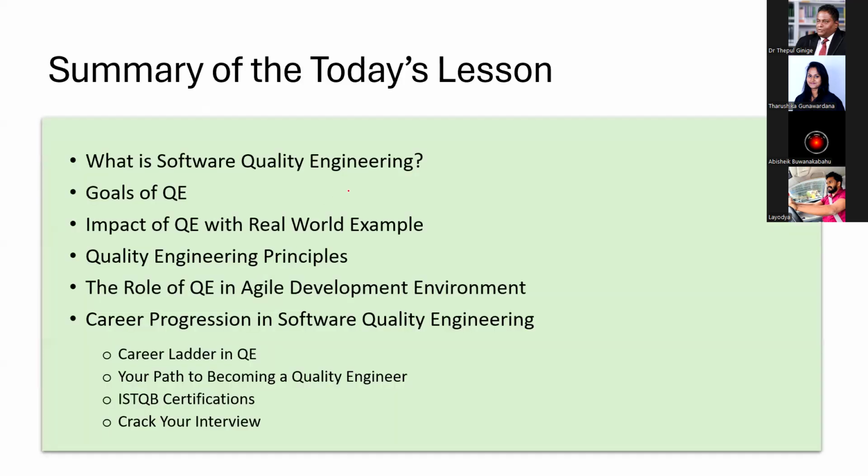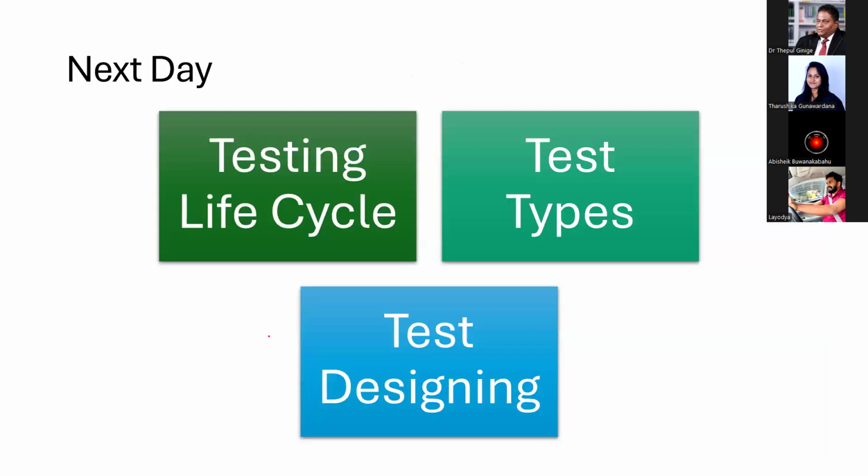So we have just discussed these things. What is software quality engineering, goals of QE, impact of QE with real-world example, quality engineering principles, the role of QE in agile development environment, and then what are the things that you can do to get a job in the QE field. So those are the things which we have discussed.